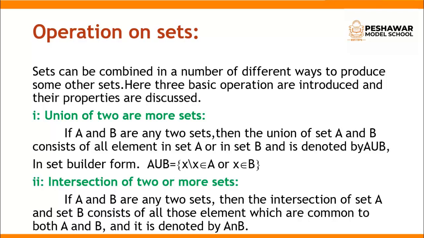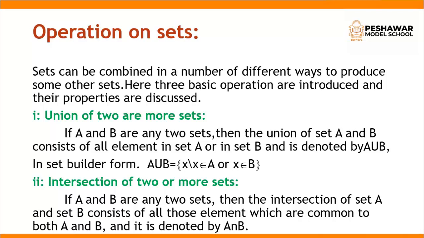In this lesson you have to learn about the three basic operations. You already know about the words union of two sets and intersection of two sets. So the first operation is union of two or more sets. If A and B are any two sets, then the union of sets A and B consists of all elements in set A or in set B and is denoted by A union B. In set builder form, you can also write A union B is equal to {x such that x belongs to A or x belongs to B}.